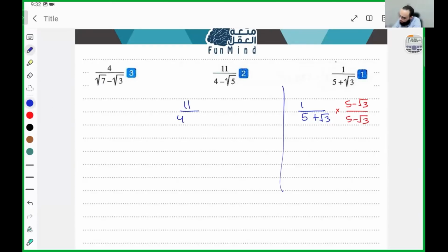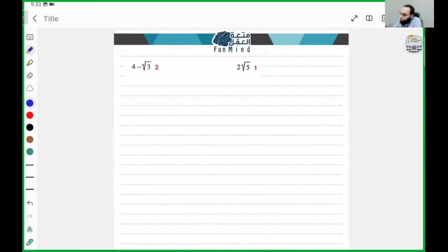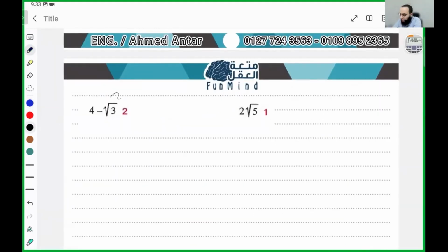11 over 4 minus root 5. You can multiply by 4 plus root 5. This is subtraction down, then put an addition up and down like that. If it is 4 over root 7 minus root 3, you can multiply it by the conjugate of the denominator, which is root 7 plus root 3 over the same root 7 plus root 3. You can solve it. In this question, he is asking you to find the additive and the multiplicative inverse.